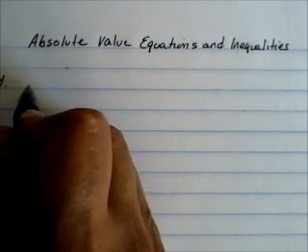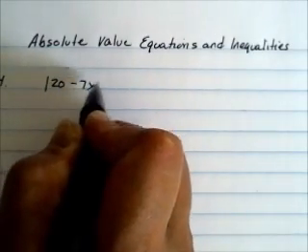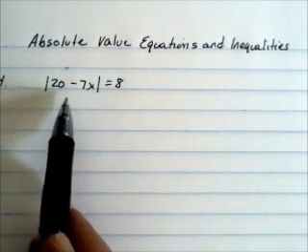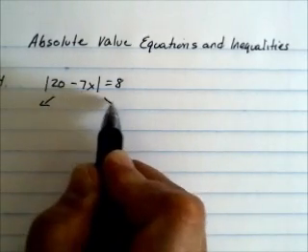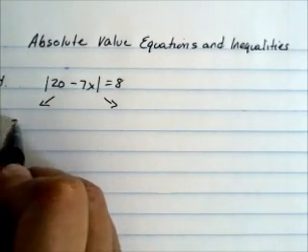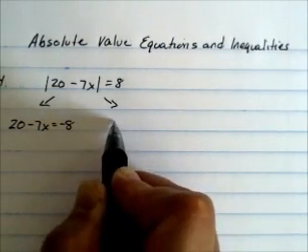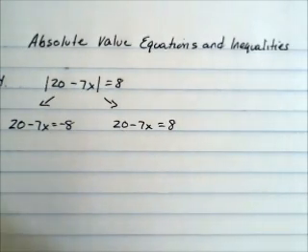Number 4 is an absolute value equation: the absolute value of 20 minus 7x is equal to 8. Now this is an equation. The absolute value portion of it is isolated, so we break this off into our 2 separate equations: 20 minus 7x is equal to negative 8, and 20 minus 7x is equal to 8. And then we solve each individually.